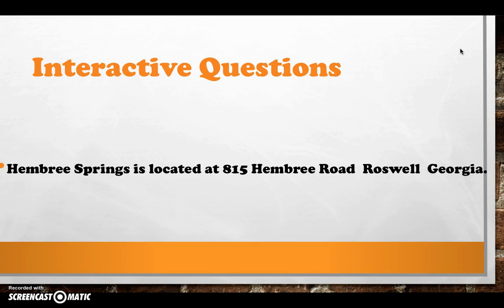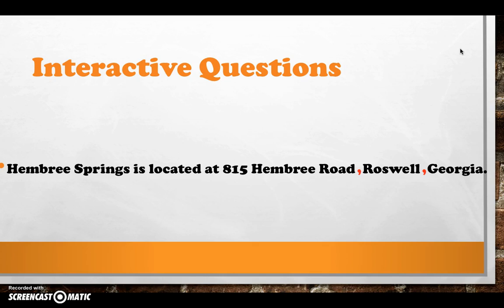I'm going to look for the street address, the part of the address that's the street. Can you find it? It includes the building number and the road. Yup, it's 815 Hembry Road, so I put a comma after that. What is the city? Say it out loud. Good, Roswell. The state is Georgia, but since it's the end of the sentence, there's no comma after Georgia, just a period.